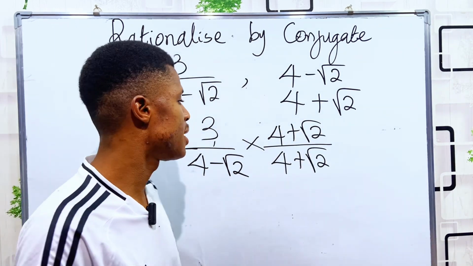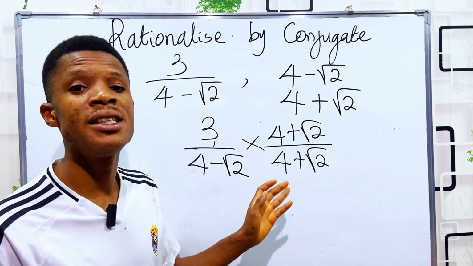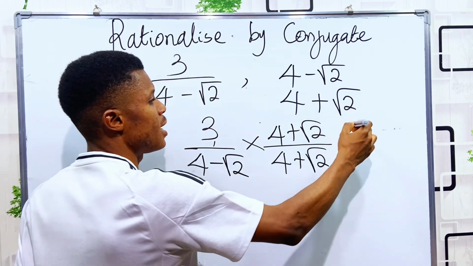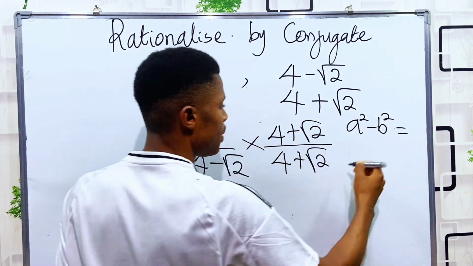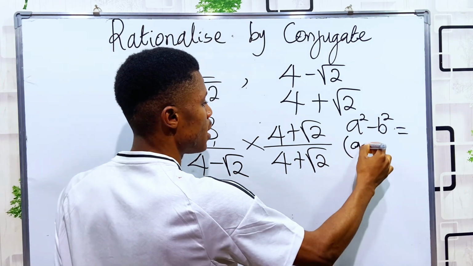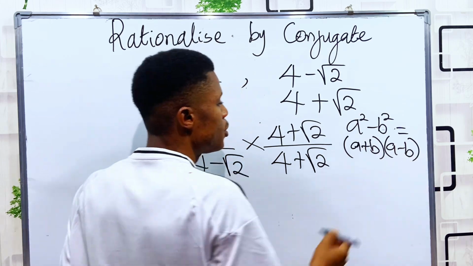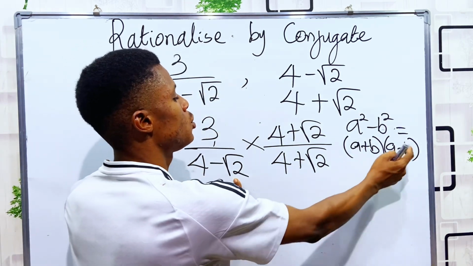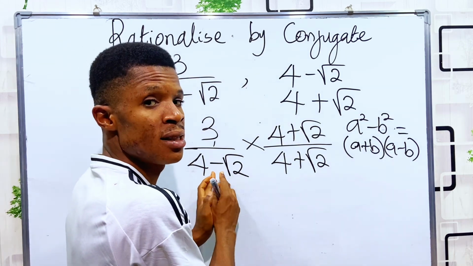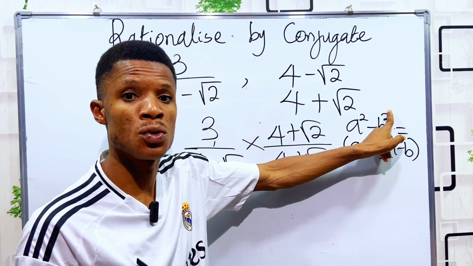Now, in this case, you can see that the denominator is clearly a difference between two squares. For instance, when you have a squared minus b squared, it is the same thing as a plus b into a minus b. So this is basically a, which is 4, and b, which is root 2. So this is the difference, and this is the sum. We are having a difference between two squares here.